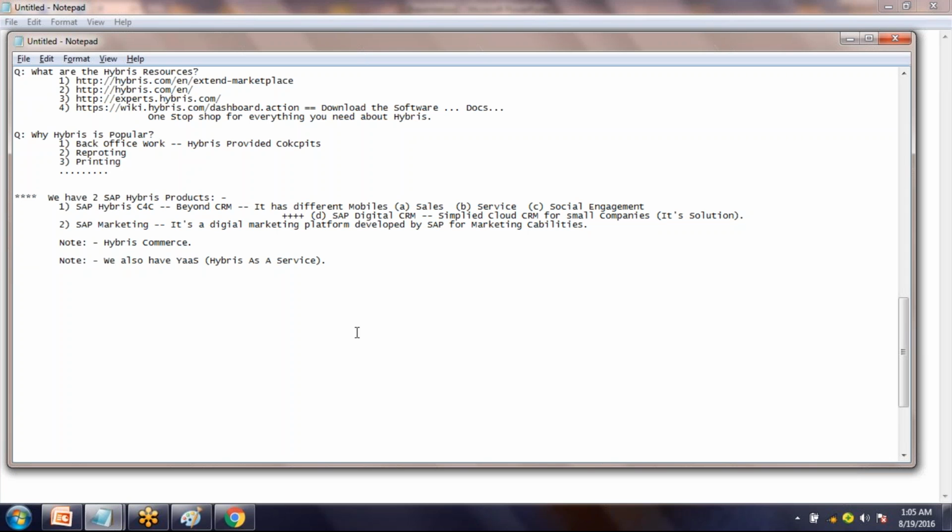As of now, you just remember Hybris will have many things. What are the many things? Hybris has commerce. Hybris has the CRM. Inside the CRM, we have sales, services, and social engagements. And Hybris has marketing. And Hybris also has integrations.